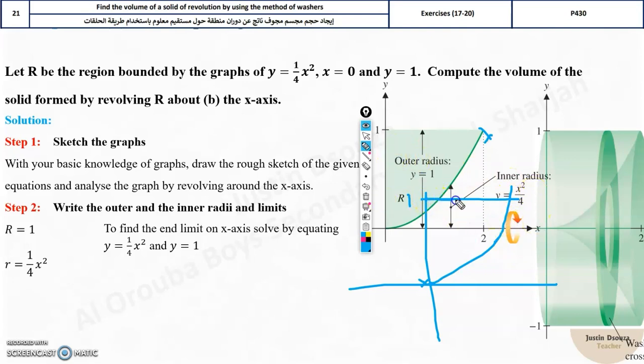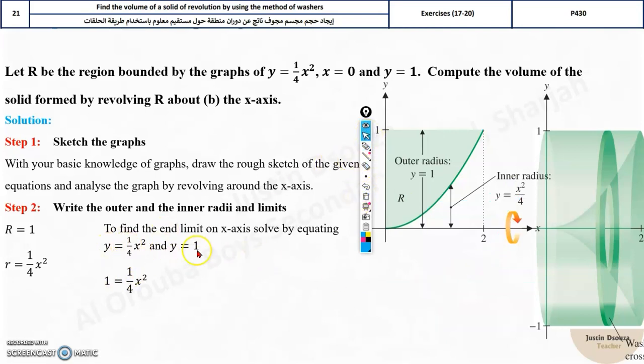How do you find that? You equate this line y equals 1 and this curve, 1/4 x squared. Just equate them both. So y is equal to 1 and that must be equal to a quarter x squared. Why? Because at that point we will get this touching point. So take 4 to the other side and take the square root. It will be plus or minus 2. But are we dealing with negative? No. See this graph. It's positive from 0 onwards, right? So all you need to do is find the limits along the x-axis. Yes, from 0 to 2.